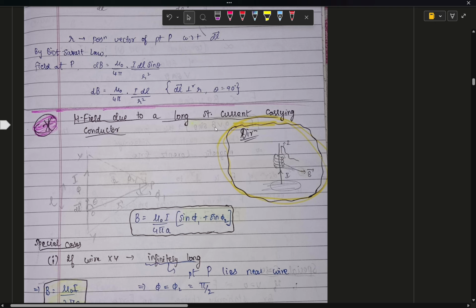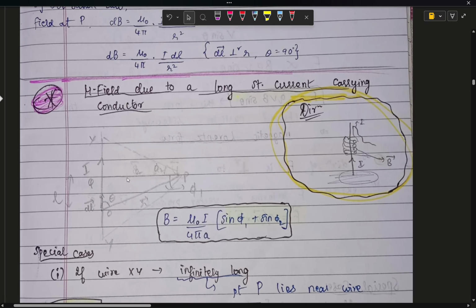Next concept: magnetic field due to a long straight current carrying conductor. If you have a straight current carrying conductor, what is the value of the magnetic field? For the direction, keep the thumb in the direction of the moving current and curl your fingers; that gives the direction of the magnetic field induced due to the straight conductor. Just see this diagram. Is it visible for you? I hope it is visible.